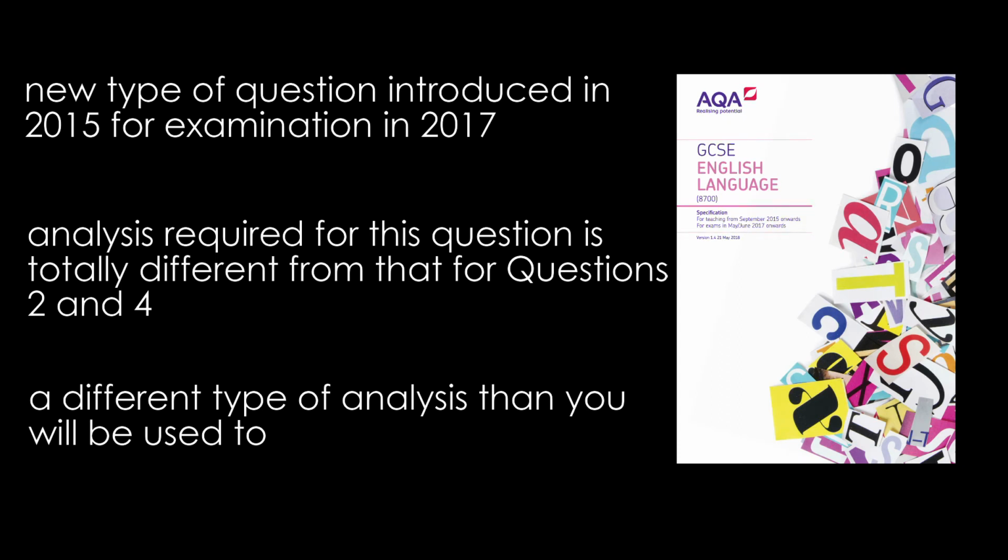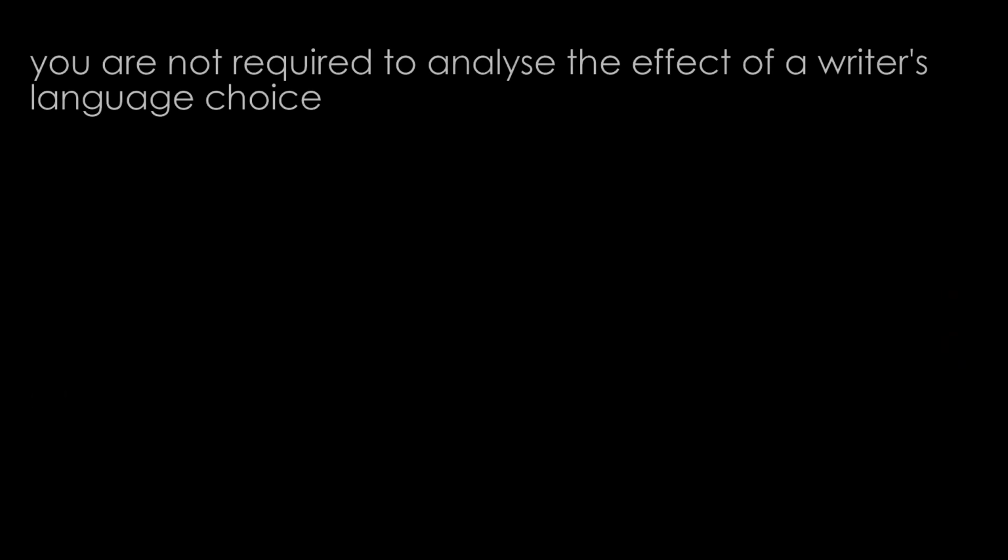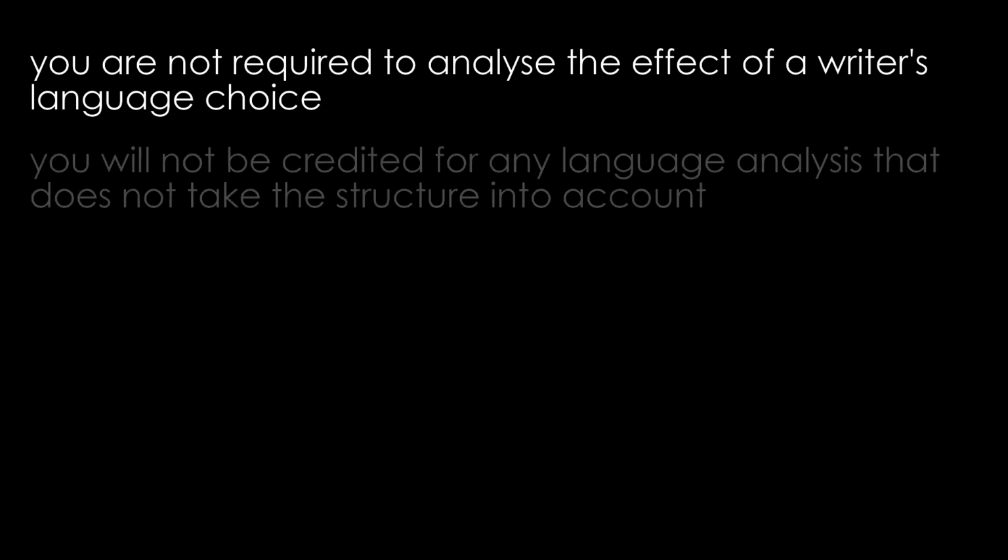The consequence of this change of focus was that early exam results showed a significant number of students unable to access the higher grades, because their analysis was focused on the wrong features of the text. And AQA issued a document as part of their Further Insight series entitled GCSE English Language, How Structure is Assessed, and it is to this that I'll refer as we go along. What you are not required to do is get into the finer details of what effect the particular language choices that the writer has made have on the reader. If you do, you will not be rewarded for this.